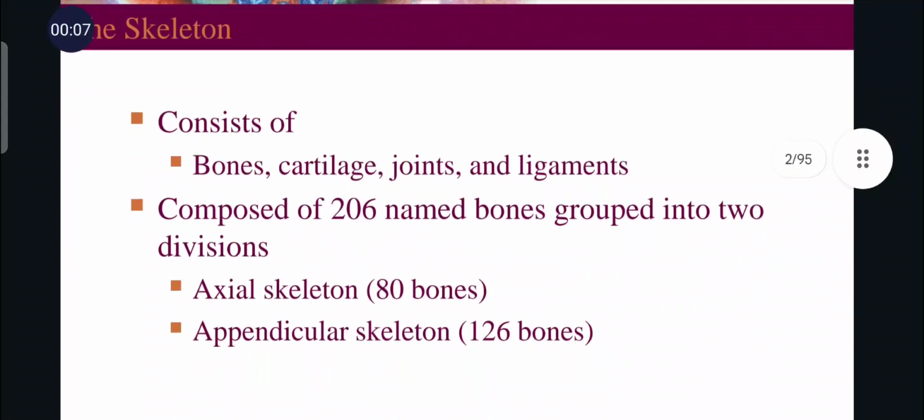The skeleton in total consists of bones, cartilages, joints and ligaments. The skeleton is made up of 206 bones grouped into two divisions. The first one is the axial skeleton containing 80 bones, while the other division of the skeleton is the appendicular skeleton, which consists of 126 bones.